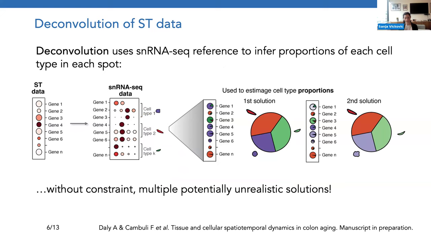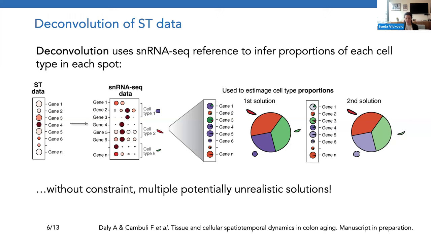But what happens here is that in a lot of occasions, when you try to deconvolve the spatial data with the single nucleus data, in 25 to 30% of the cases, you will not reach just one plausible solution. You will reach multiple equally plausible ones, and you don't know which one of those is the correct, biologically correct solution.